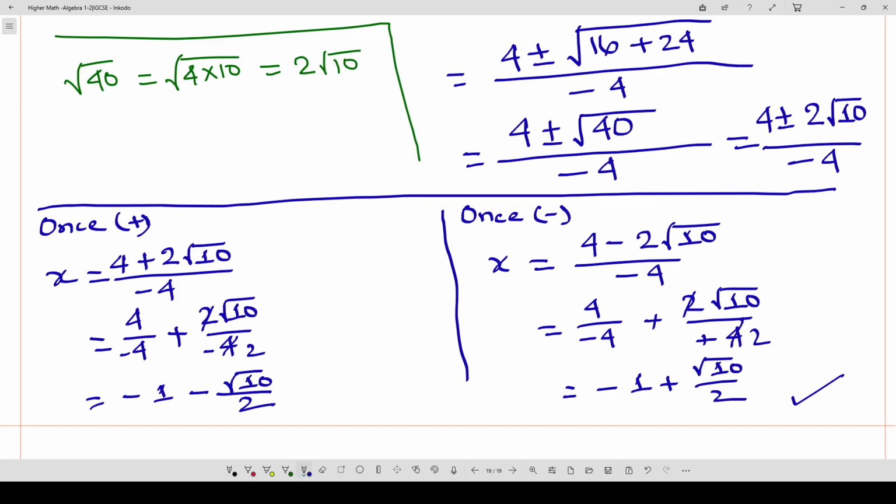So here are two answers. One is minus 1 minus root 10 by 2, and another one is minus 1 plus root 10 by 2. So I hope you cleared this one.